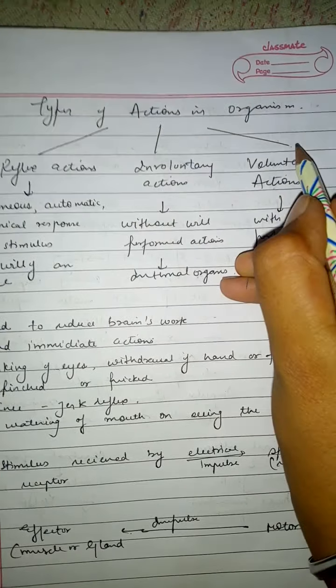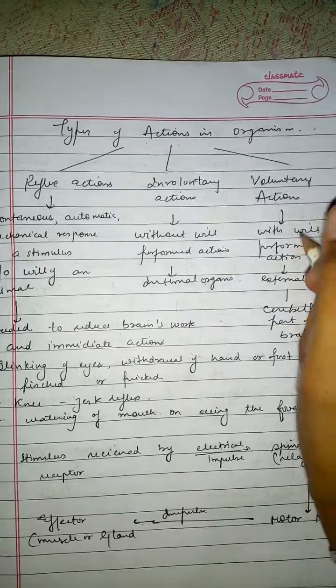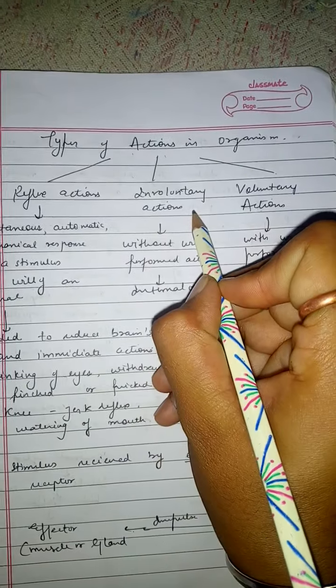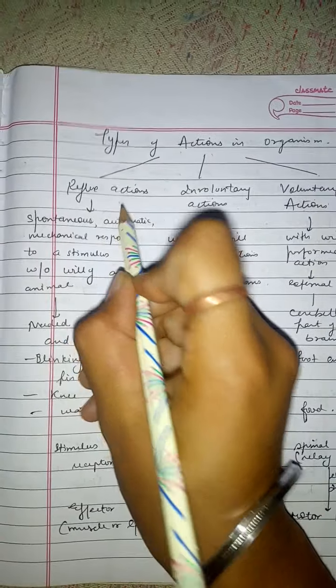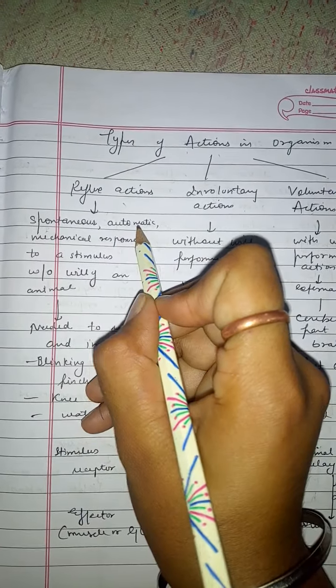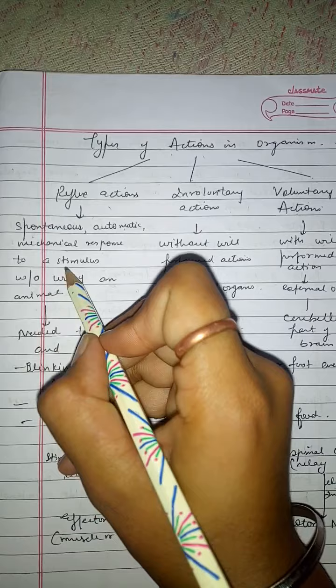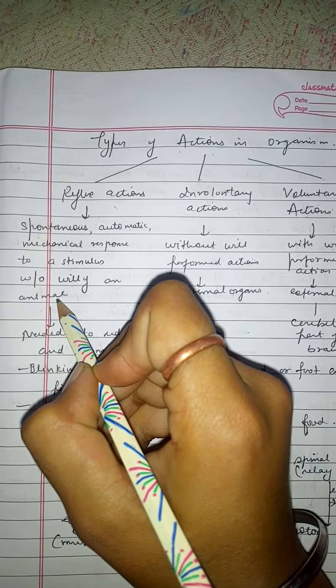According to the nerve impulses, there are three types of actions in an organism. These are reflex actions, involuntary actions, and voluntary actions. Reflex actions are spontaneous, automatic, mechanical responses to a stimulus without the will of an organism.